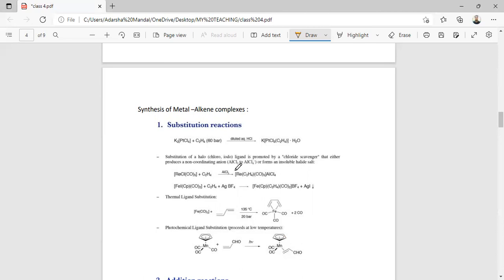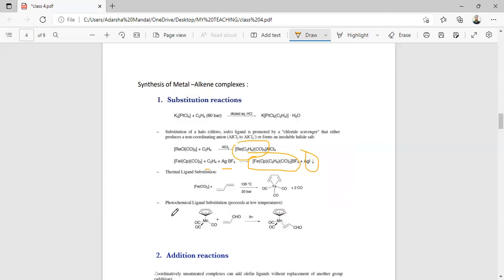So that will form the rhenium (C2H4)(CO)5 complex and AlCl4 minus anion. Another example is the iron iodide CpFe(CO)2I, which reacts with C2H4 and AgBF4 to form the iron alkene complex, and AgI will precipitate.